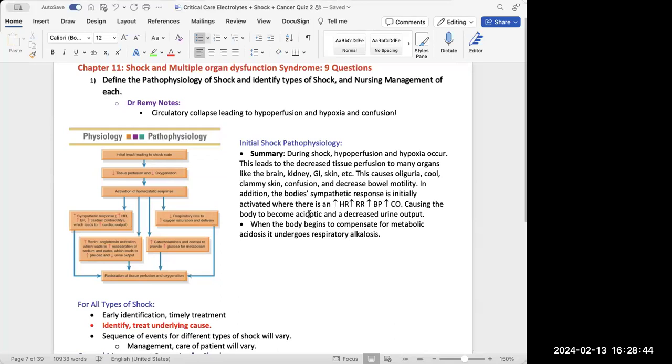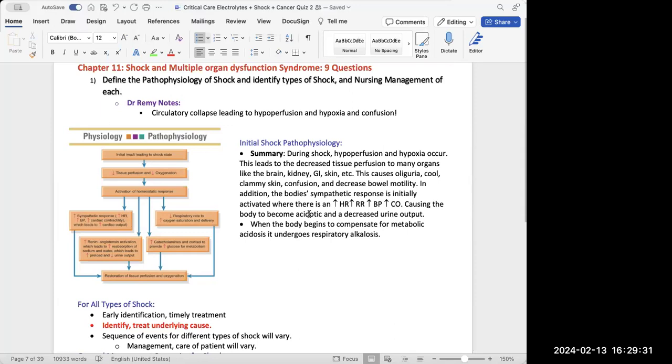Now, what I did notice based on doing questions and going through my notes is that when we initially have shock, like the initial early stage of shock, we will see an increased heart rate, increased respiratory rate, and increased blood pressure. We're going to have all of these responses going on, as well as a decreased urine output. As well as confusion, and cool, clammy skin. All of that happens initially, but with an increased blood pressure and an increased heart rate and increased respiratory rate to begin with in that initial stage.